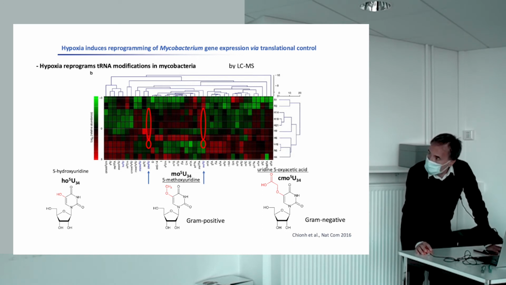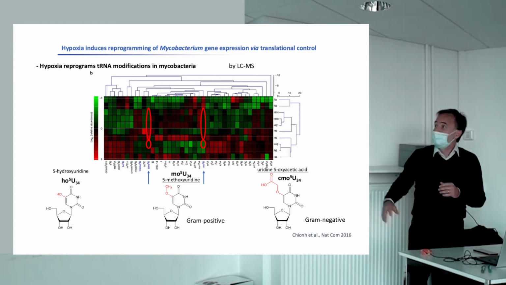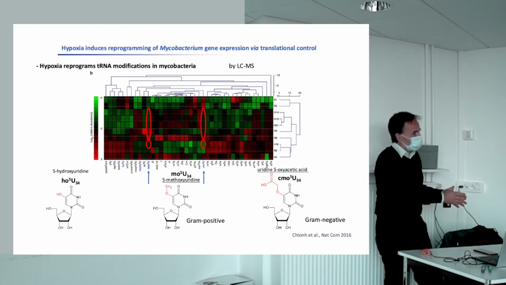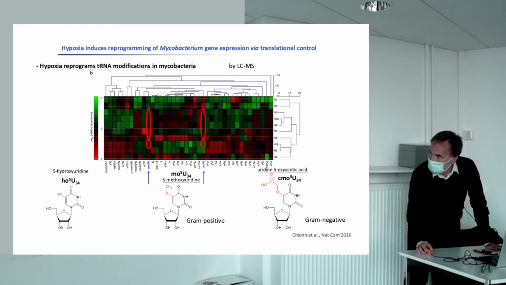So basically, they observed that a 5-methoxyuridine that was present before starting the induction of the hypoxic conditions decreased and disappeared, while another modification that was not present started to appear. Okay, that is the uridine 5-oxyacetic acid. This was the first experiment they have done. But in this case, they were looking at the total tRNA, so they don't know exactly on which tRNA species this modification is present and on which part of the tRNA.